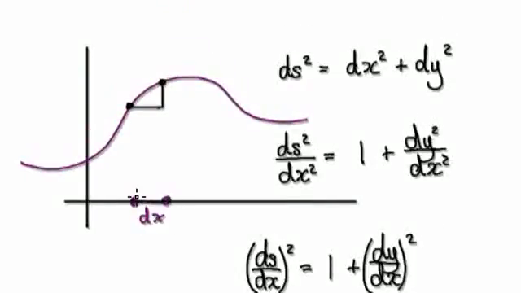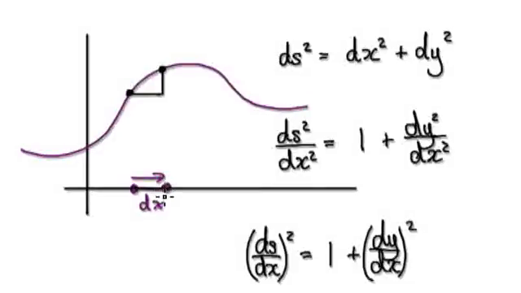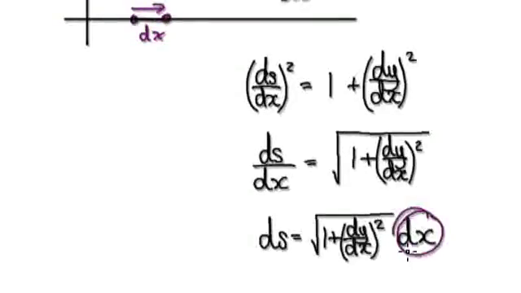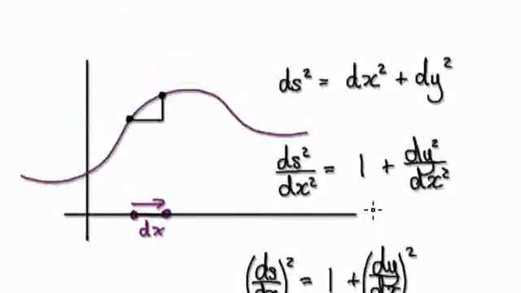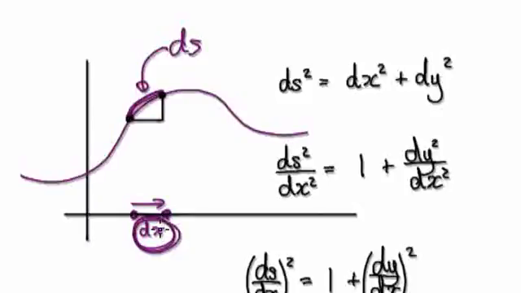So this is your dx here. A small change in dx, combine it with this thing here, will result in a small change in the actual path. So this is your ds. You start out with your small change in dx, combine it with whatever that thing was, and then it will result in the small change in the actual path.